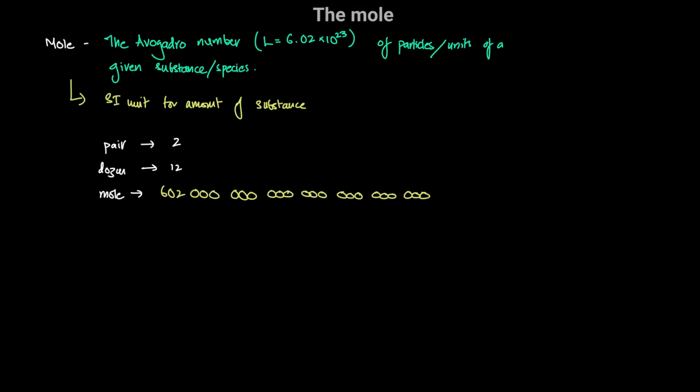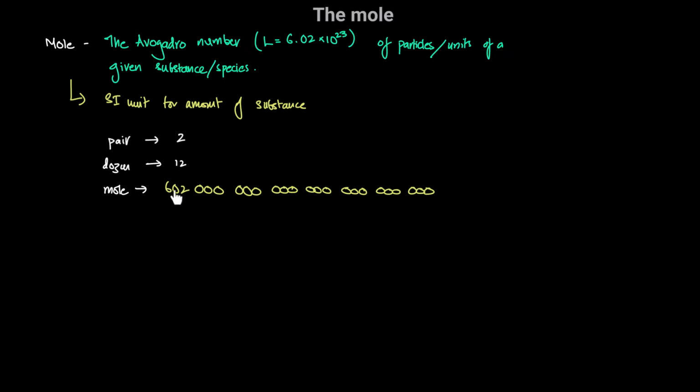Now, what's the point of using the mole in chemistry? Why use such a large number? Well, to understand this, let's try to figure out the mass of 1 mole of hydrogen atoms. So the question is, what is the mass of 1 mole of hydrogen atoms? Here I want to figure out the mass in grams.